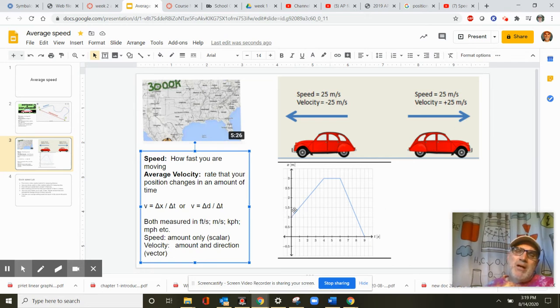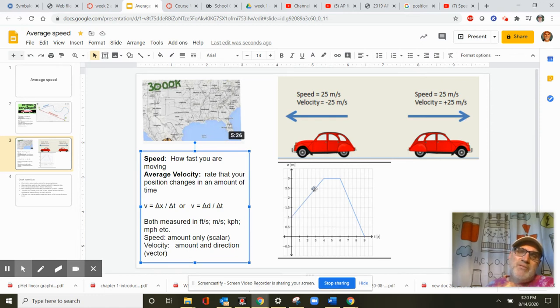And you can also see it in a position graph. We can see this person has walked from 1 to 3. They walked 2 meters. Then they just stood there. And then they walked back from 3 to 0. So that's another 3. So their distance would be 2 plus 3 is 5 meters. But the change in their displacement would be -1 meters. Right? They started at 1 and wound up at 0.